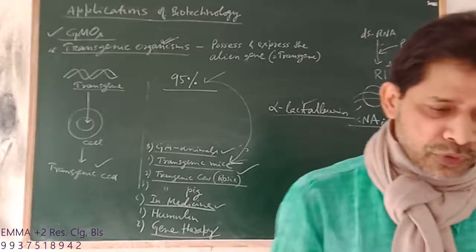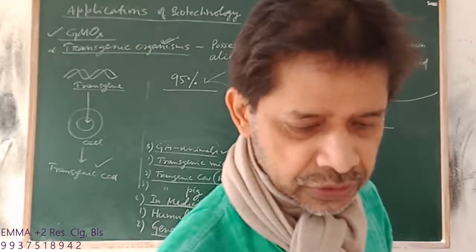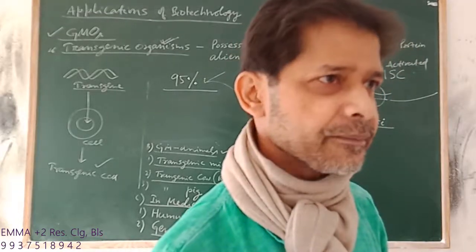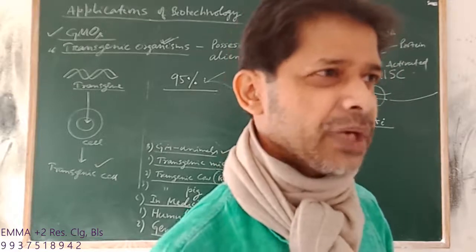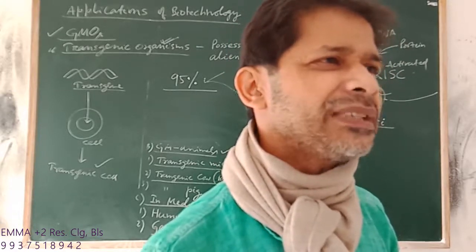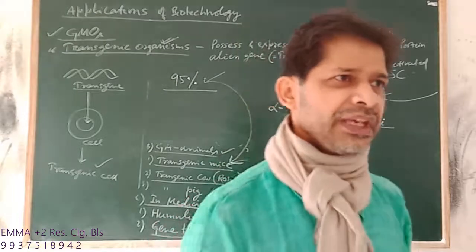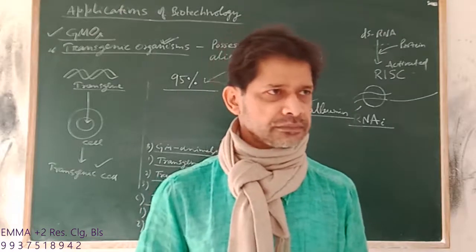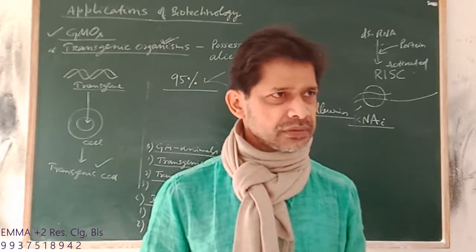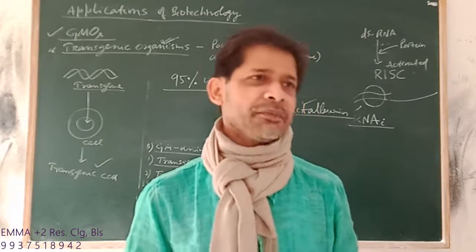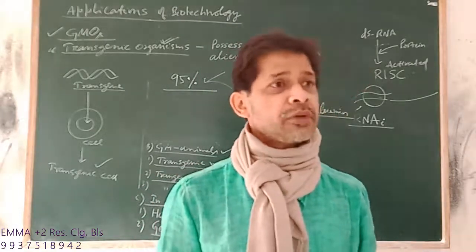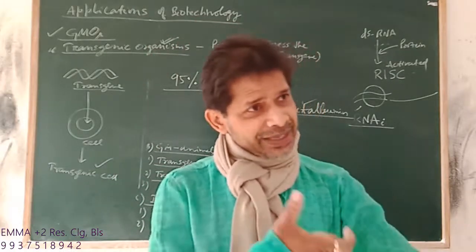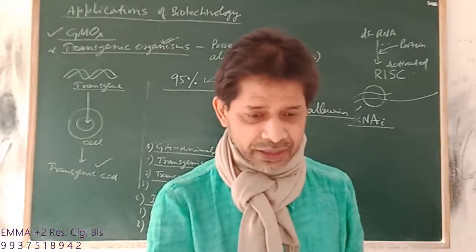Similarly, we can produce transgenic animals to produce human protein like alpha 1 antitrypsin. This can treat emphysema. Emphysema is a lung disorder. In emphysema, the number of alveoli usually reduces. Chain smokers are affected with emphysema because the surface area is reduced. So doctors treat them by injecting one enzyme, that is alpha 1 antitrypsin.